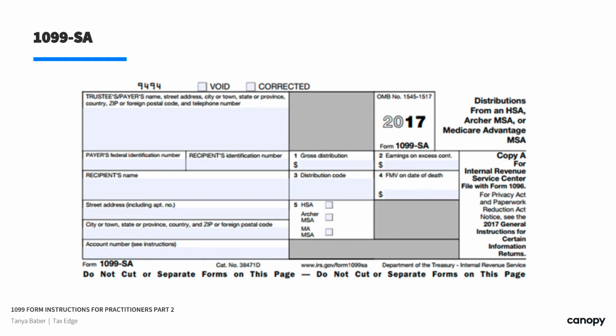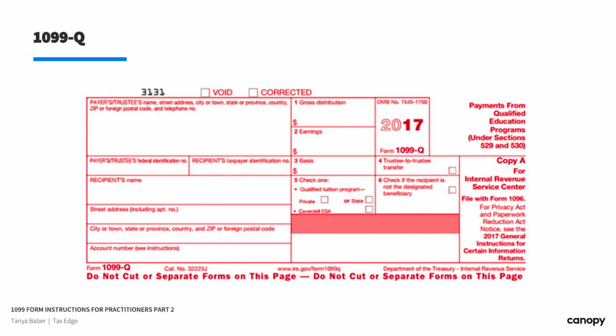How about the 1099-Q? One that we may not, again, come across a whole lot, but payment from a qualified education program under Section 529 or 530. So very specific code section that it's under, but a payment from a qualified education program.